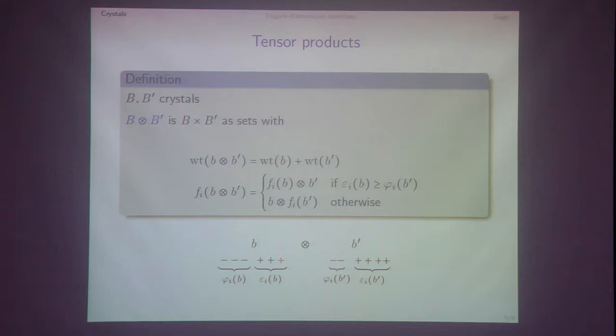So epsilon I of B is the right pluses. Yes. And phi I of B prime is the left minuses. I just have to count which is more. Yes, yes. You can do a min-max thing, yes.